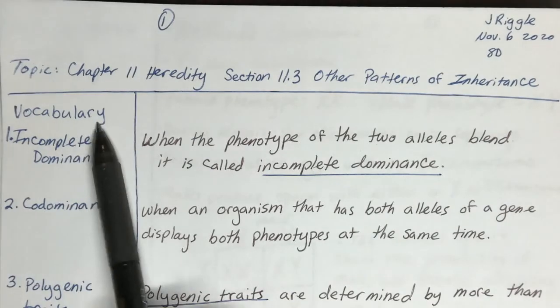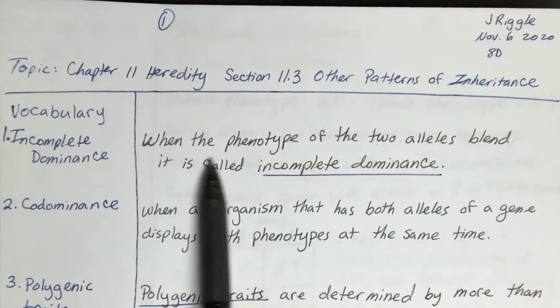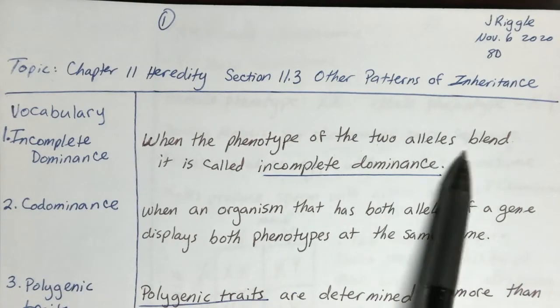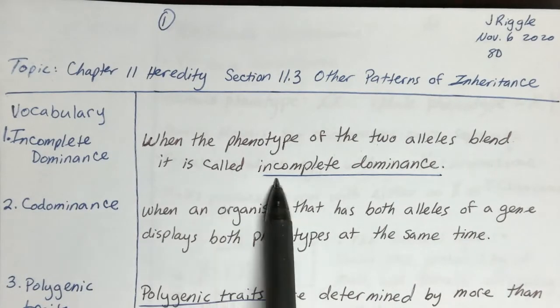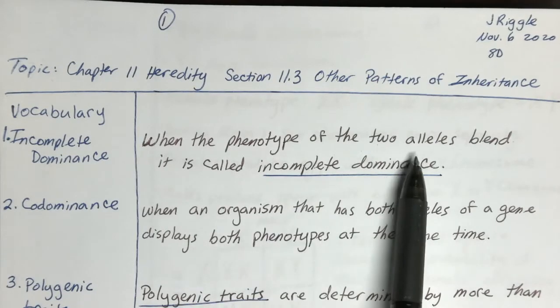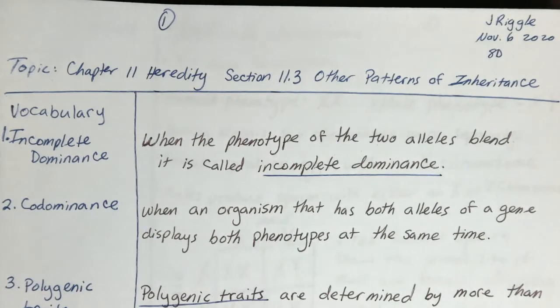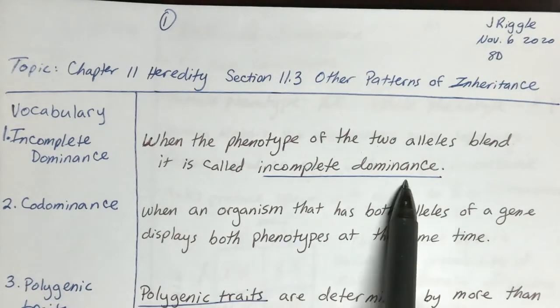Here's our vocabulary terms. The first one, incomplete dominance. When the phenotype of the two alleles blend, it is called incomplete dominance. So instead of winner takes all for the two alleles, they kind of share the phenotype. That's going to be incomplete dominance.